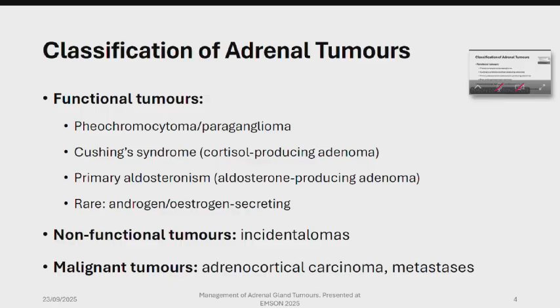The non-functioning tumors are the incidentaloma. These are the ones that you just find as incidental findings. They are not going to do any harm to the patient. Then the malignant tumors are actually adrenocortical carcinoma, so they arise from the adrenal cortex. I didn't go through the basic anatomy of the adrenal gland, where we know that we have the adrenal cortex and the medulla. Then we also have metastatic tumors. So it's not every time that the tumor is from the adrenal gland.